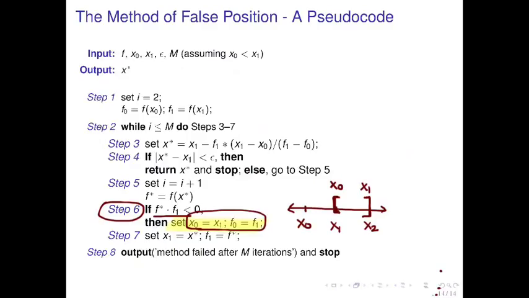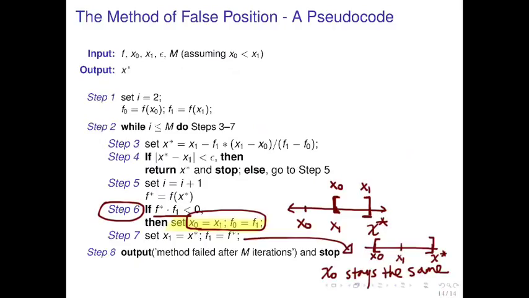If that's not the case, we go to step 7, which means that the two roots actually do not bracket a root. In this case, x sub 0 stays the same, and x1 gets assigned the x star that was previously calculated. Once you have this initialization, or reassignment, set up, you can go through the loop until it converges.